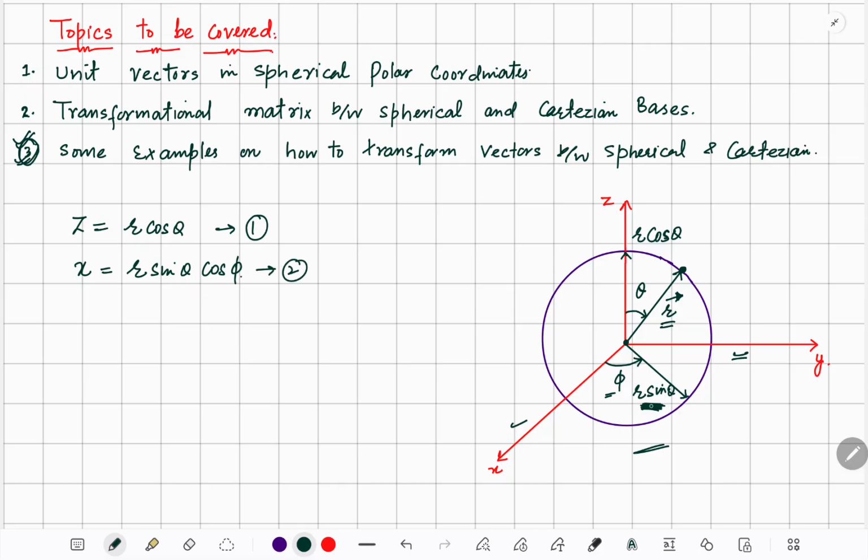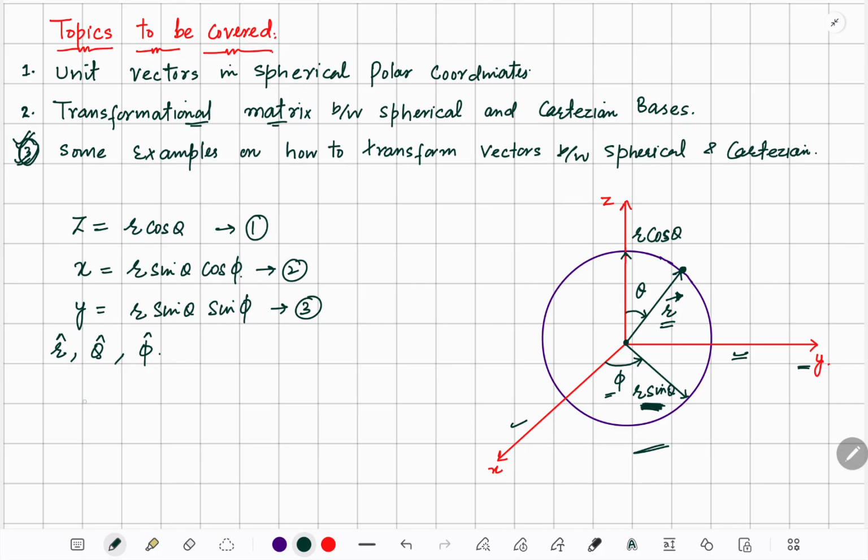And now r sine theta has a projection on the y-axis, so y would be r sine theta sine phi. These three relations are very important. Now what we have to find are the unit vectors: r cap, theta cap, and phi cap. Then we'll write the transformation matrix between the spherical and the Cartesian bases.